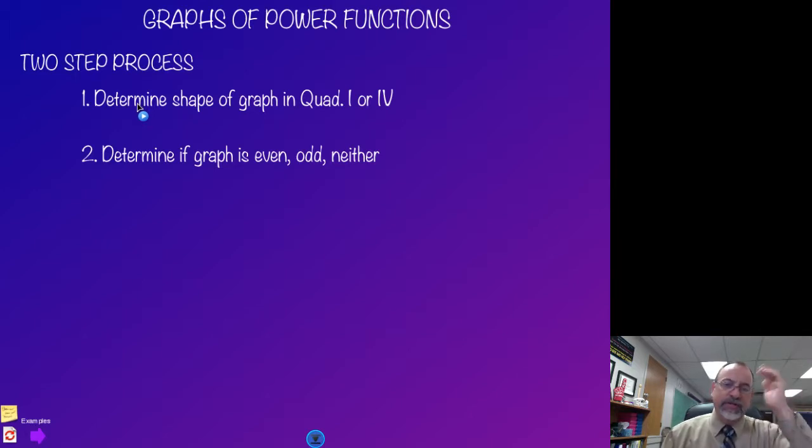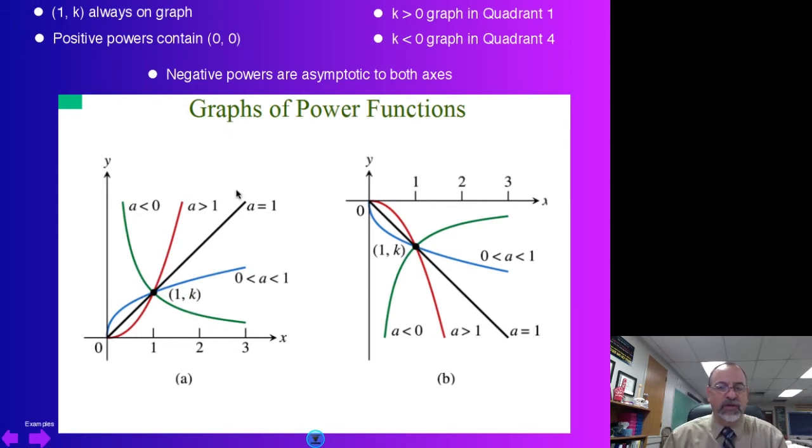what you need to do is to determine the shape of the graph in quadrant 1 or 4. Again, you're either going to graph in quadrant 1 or quadrant 4 depending upon the value of k. And you need to figure out what that shape is. And the way to figure out that shape goes like this. And this looks confusing, but let me explain it quickly.